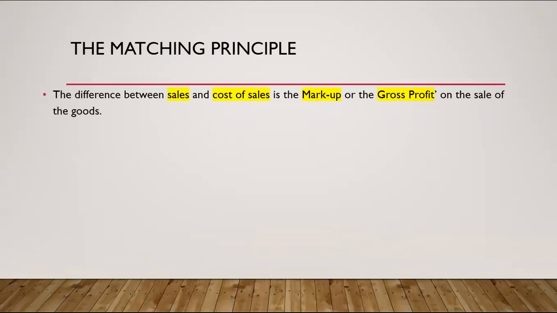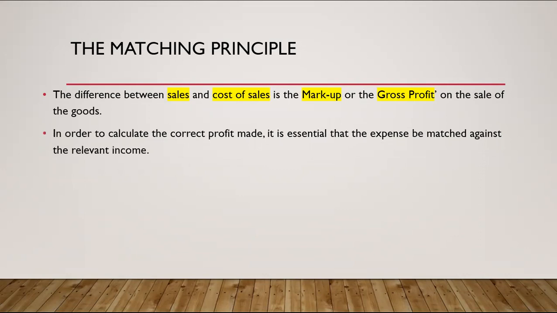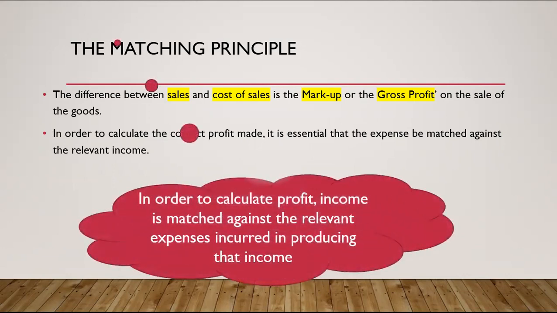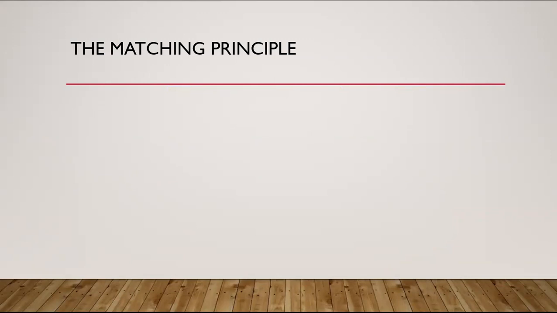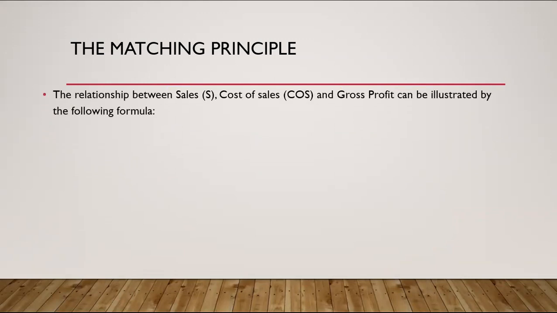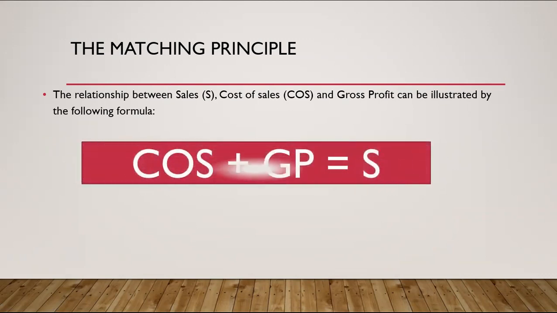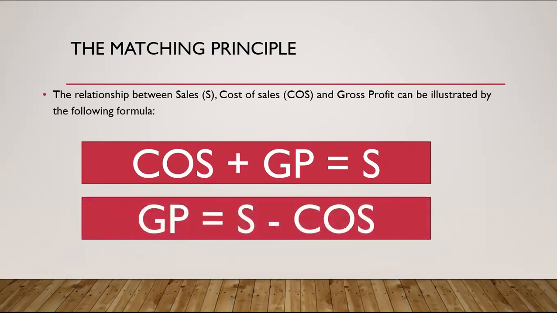Still on the word problem, you need to know that the difference between sales and cost of sales is the markup or the gross profit on the sale of goods. In order to calculate the correct profit made, it is essential that the expense be measured against the relevant income. That is, in order to calculate profit, income is measured against the relevant expenses incurred in producing that income. Now, the relationship between sales, cost of sales, and gross profit can be illustrated in the following formula, where cost of sales plus gross profit will be equal to sales, okay? Or you can say that gross profit is equals to sales minus cost of sales, all right?